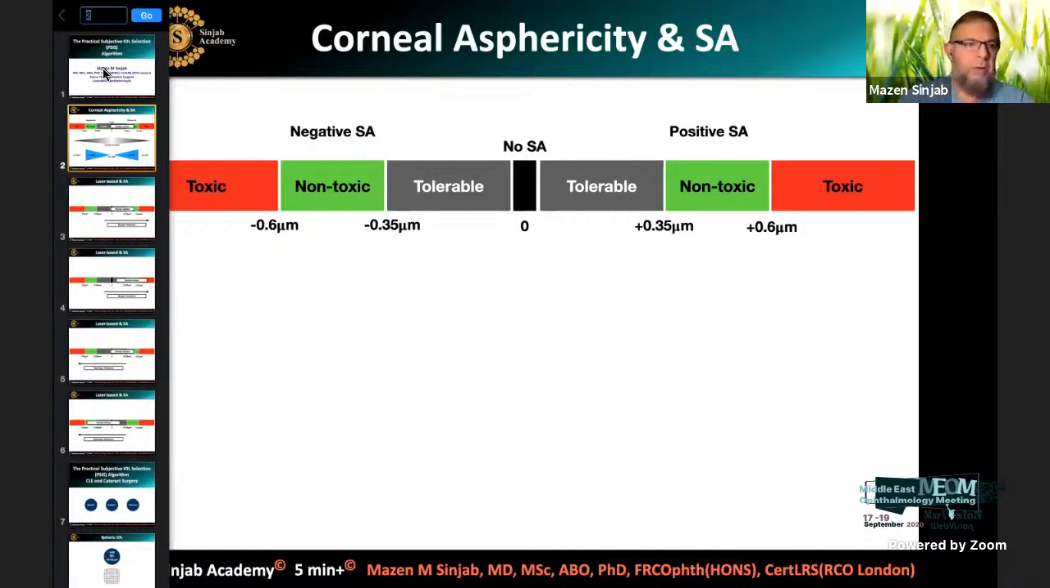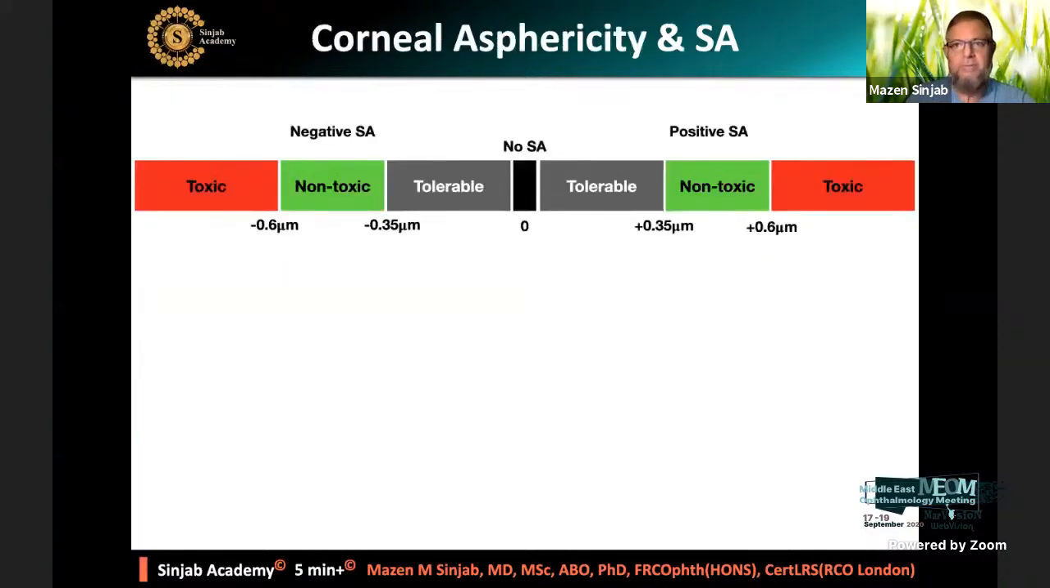Now, where is our cornea? Our cornea is in this range. It ranges between 0 and almost 0.55 microns in the plus direction. So our human cornea has positive spherical aberration.